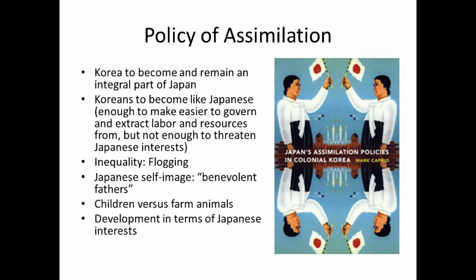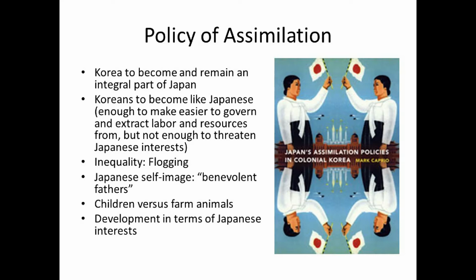So you've got this basic inequality and this basic tension where Koreans are told you need to become like the Japanese, but they're just never quite good enough to get the rights. They do have to do the same duties as Japanese people, they do have to pay their taxes and so forth, but they never get the rights.